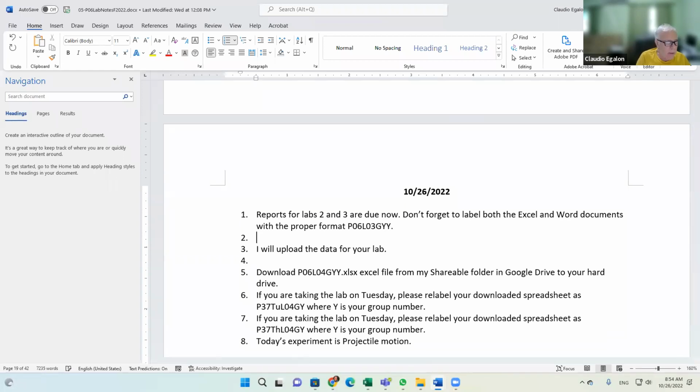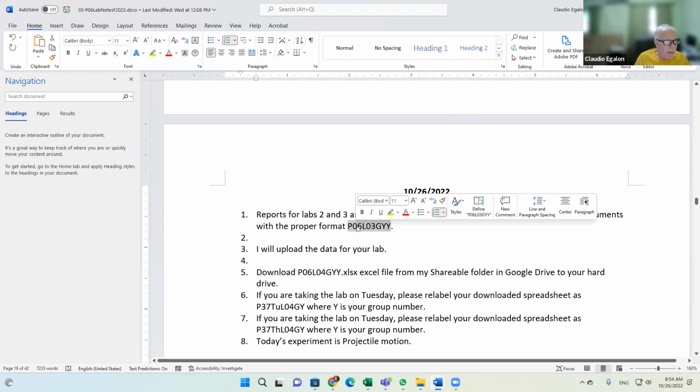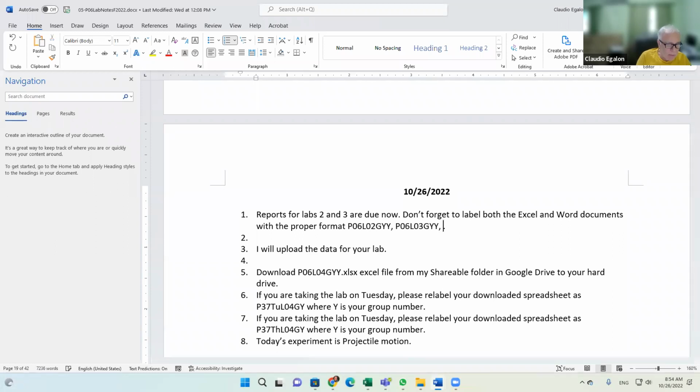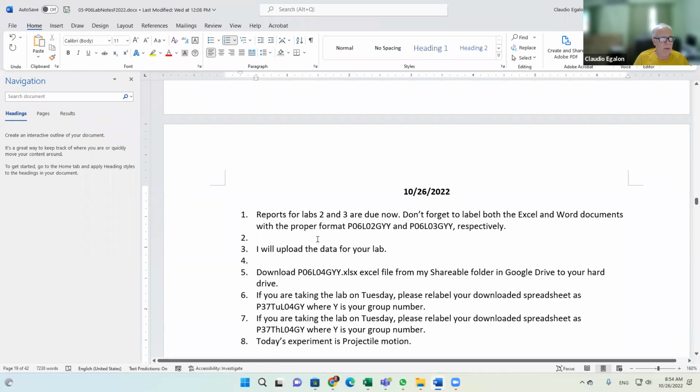Let's see what I gotta do here. Today, the reports for lab 2 and 3 are due now. Don't forget to label both Excel and Word documents in the proper format. Here you go. I didn't finish item number 1, right? Let's finish item number 1 here. P06L02 and P06L03, respectively. Both the Word document and the spreadsheet must have this format, okay?